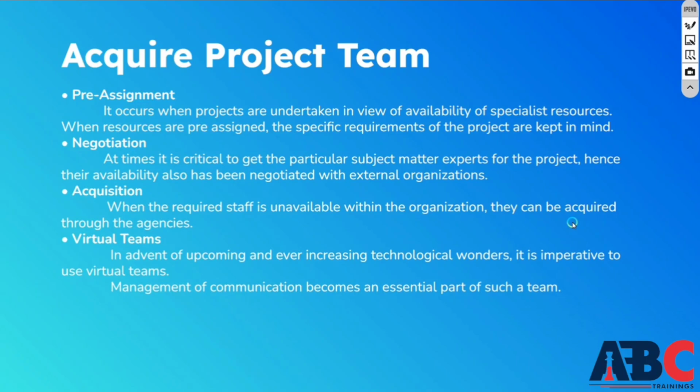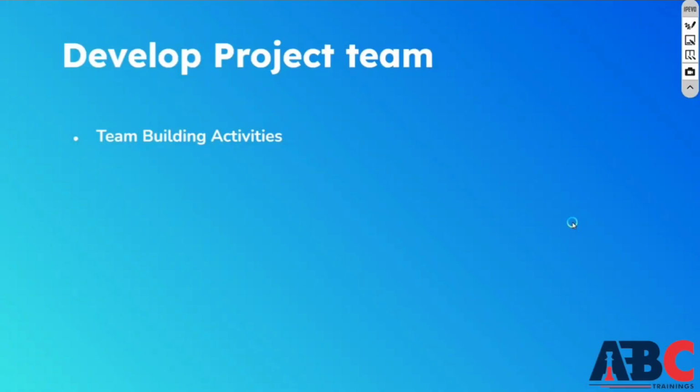Last is virtual teams. This is a technological wonder. Most of the time, if you need it, you use virtual teams. From your office, you communicate with them, the essential parts which you have to share with your head office. You can share communication or take some advice from them. You can connect with your virtual teams. These are your virtual teams. After that, when your project team is made, whether you acquired virtual teams, did pre-assignment, negotiation or acquisition, the next step is to develop the project team.